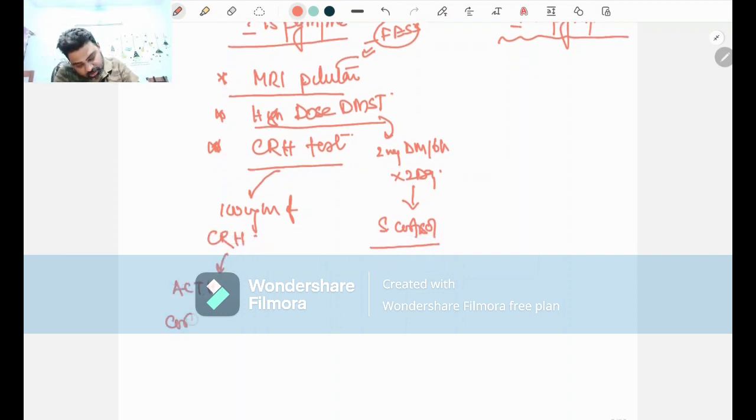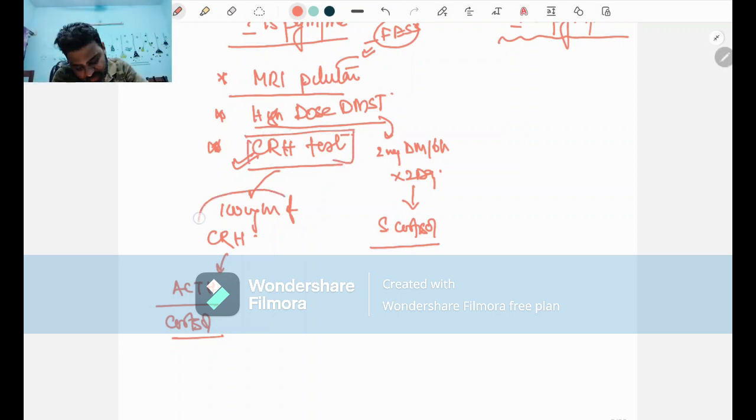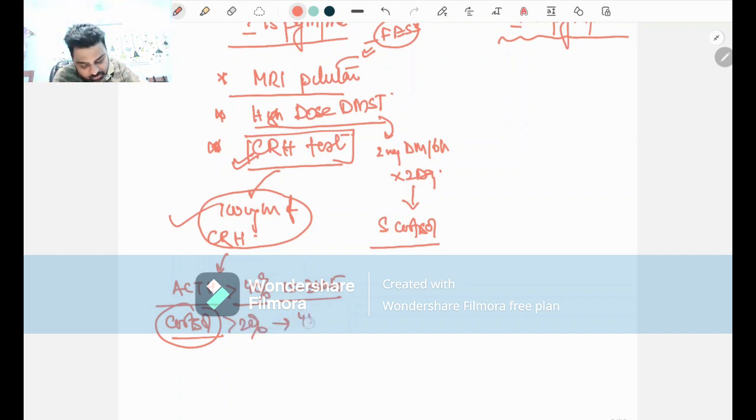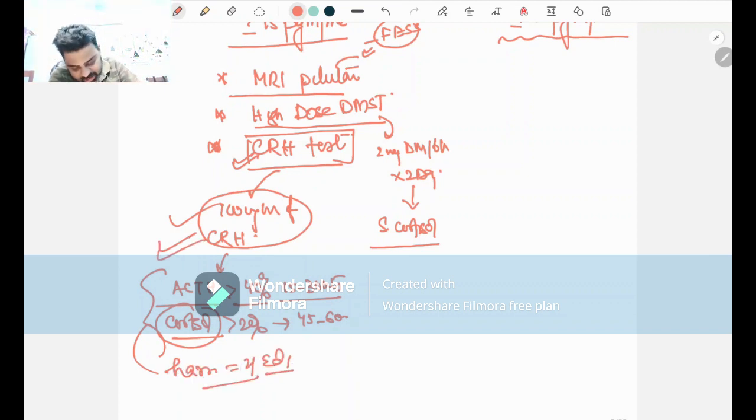ACTH and cortisol. So I have told you, in cases of pituitary adenoma, whenever we give CRH, there will be an increase in the ACTH and an increase in the cortisol. When will we say that this CRH test is positive, whereas in ectopic ACTH secretion, the CRH test will not be positive? We say CRH test is positive if after giving 100 microgram of CRH, ACTH increases by 40% from the baseline within 15 to 30 minutes, or there is an increase of cortisol of about 20% from baseline after 45 to 60 minutes. This is mentioned in the Harrison 21st edition. Then we will say that this is CRH positive, and CRH positive means that this ACTH is coming from the pituitary and not from the ectopic ACTH gland.